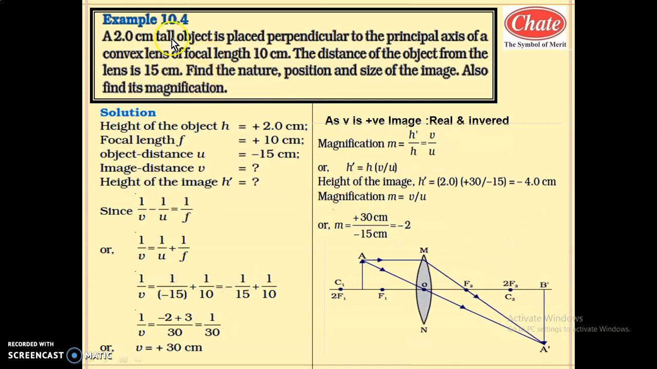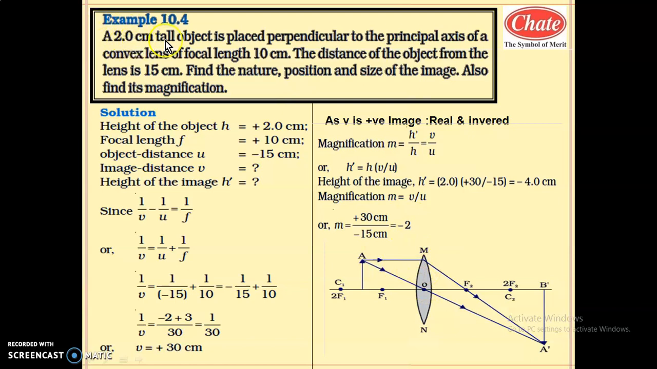This is the next problem based on the lens. Students, you have to read or watch these problems again and again and also rewrite this problem with the ray diagram. Now, you can draw this ray diagram using geometrical instruments, or you can try to draw this diagram freehand if you want.